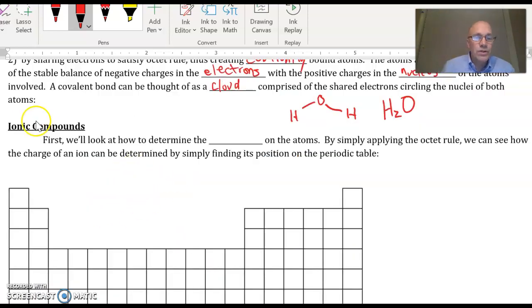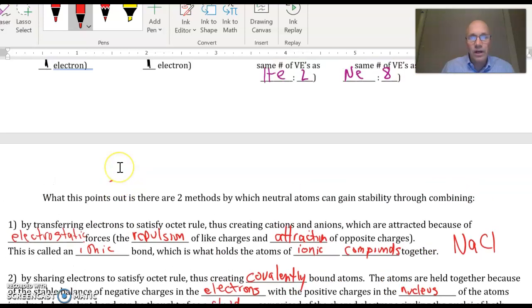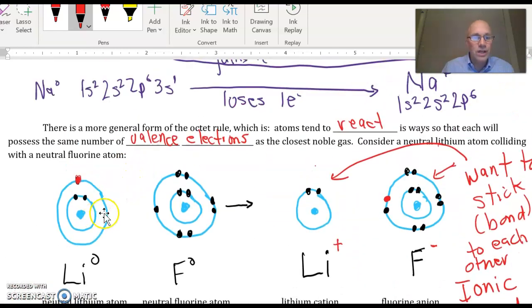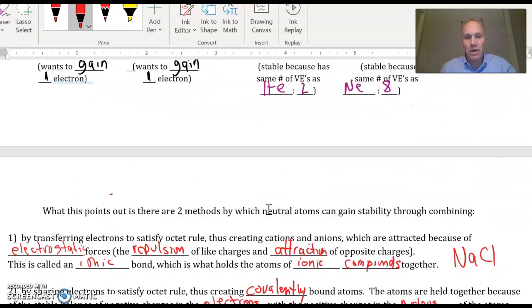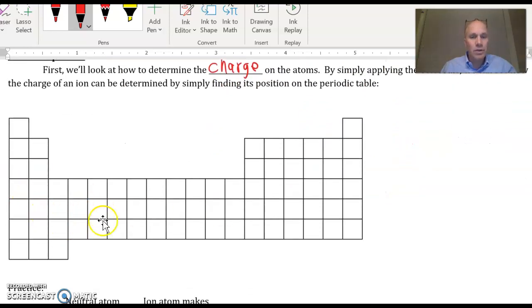So the first type of compound that we're going to talk about is ionic compounds. In order to think about how atoms would come together to make ionic compounds, first we need to determine the charge on atoms. Even though we could logically figure out what the charge would be by asking whether something would like to gain or lose electrons, once you get used to this, you'll realize you can figure out the charge just by looking at the periodic table and figuring it out by its position. So here's the periodic table.